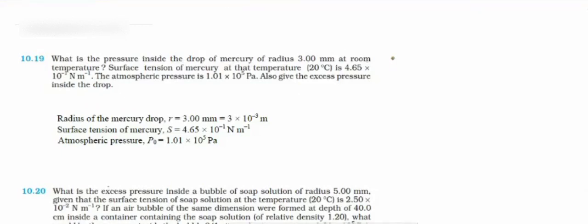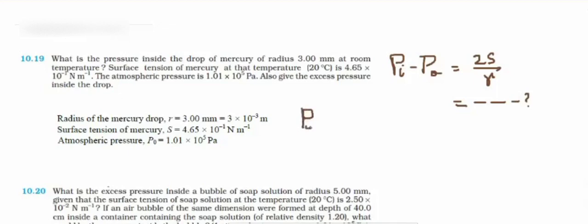We can have Pi minus P naught is equal to 2S by R. You can substitute the values of S and R, and you can find the value of excess pressure. Here the pressure outside is the atmospheric pressure.